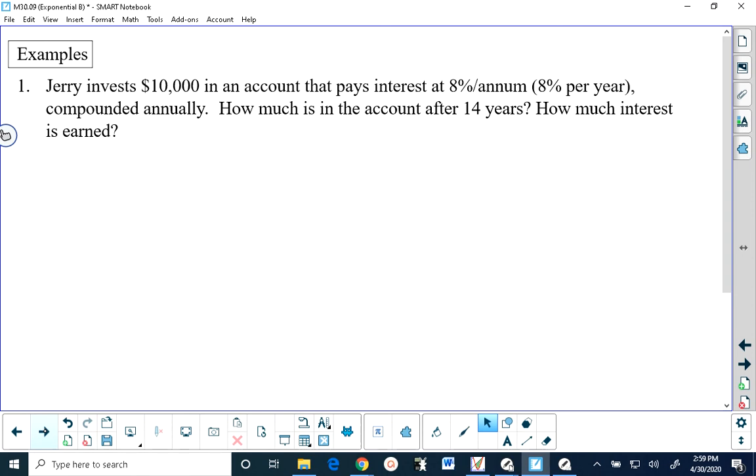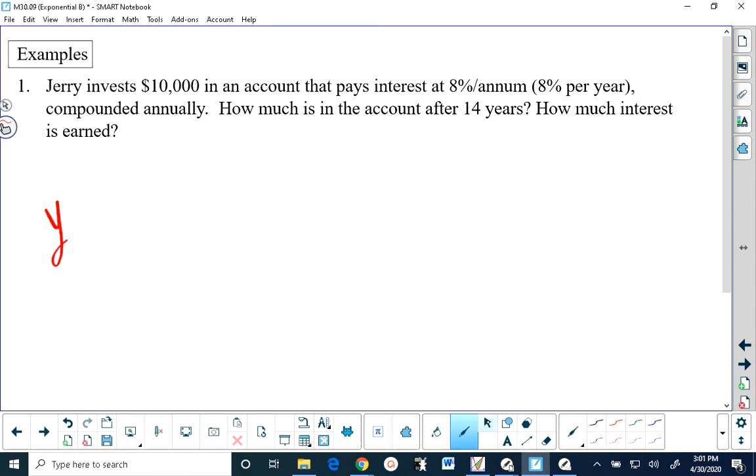The question is, how much money is in the account after 14 years? So this is a long-term investment. One of the other things I think that's important to realize is that at the end of the first year, he will have more money in the account than $10,000. It turns out he's going to have $10,800 when that 8% interest is added. At the end of the next year, when they calculate interest, they're going to be calculating 8% of the new balance. And this is why it's exponential growth. What's happening is Jerry's money is being multiplied by something regularly.